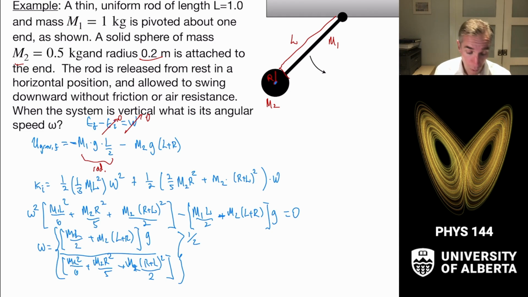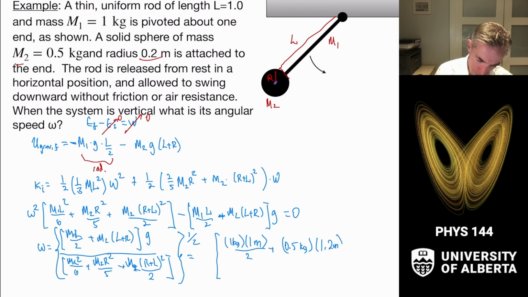Well, the physics is well and truly over. We're deep into the algebra, but let's just plug in some numbers so you know where they are going. So this is m1, which is 1 kilogram, times the length, which is 1 meter, all over 2, plus m2, which is 0.5 kilograms, times the L plus R, which is 1.2 meters. And then this is all multiplied by 10 meters per second squared, because we're in that kind of mood.